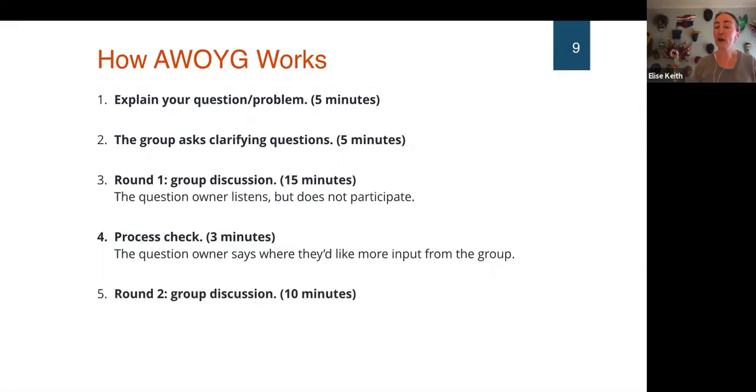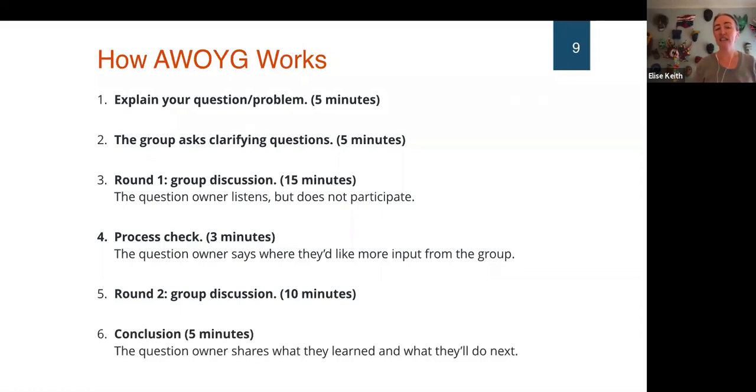And then there's another round, another 10 minutes where the group discusses the problem or the challenge you've given them to look at. And then finally, the last 5 minutes, the person who has proposed this question or problem tells the group what they've heard and what they're going to do with it next.